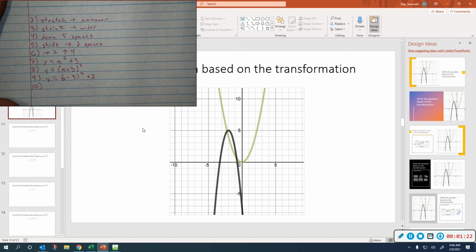Okay, so on this one, the first thing I notice is that it's flipped. Whenever it is flipped, that means we have a negative a. So this one is going to start with y equals a negative.